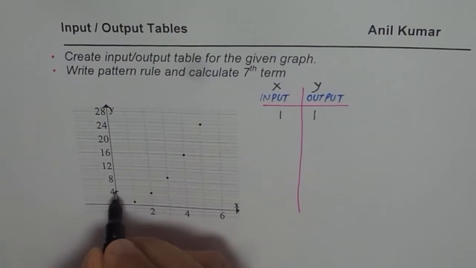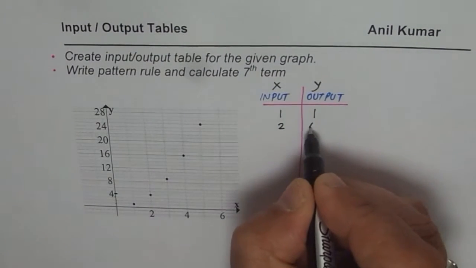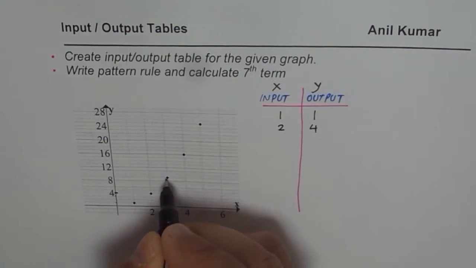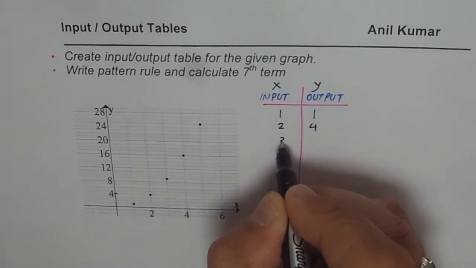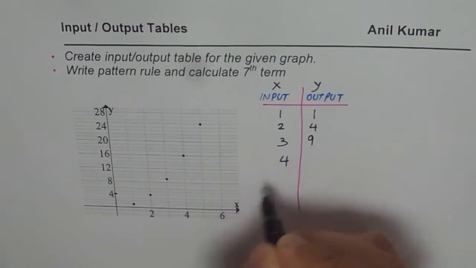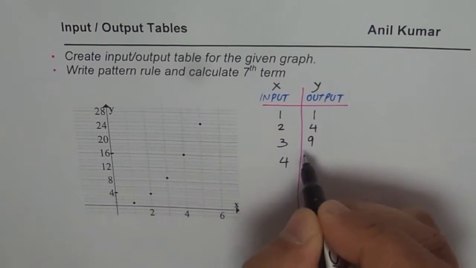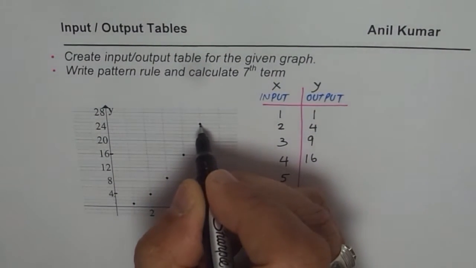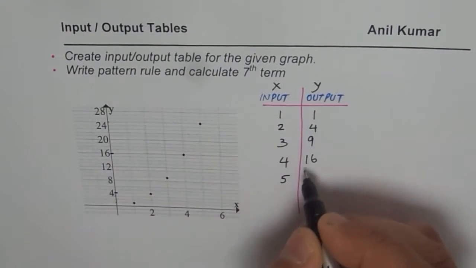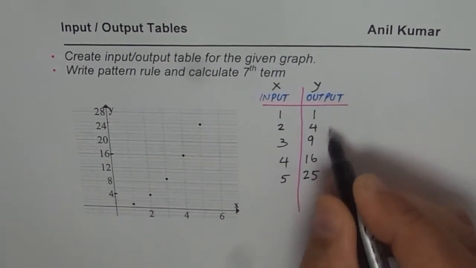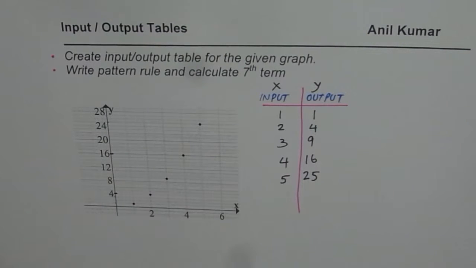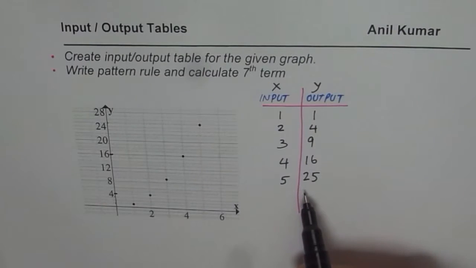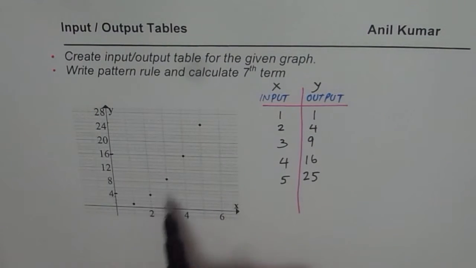At 2, it is 4. We can read, 2, it is 4. At 3, it is 1 more than 8, so it is 9. At 4, it is 16. At 5, it is 1 more than 24, so it is 25. So that is how the output is changing with input. That input-output table reflects all the 5 points given to us.